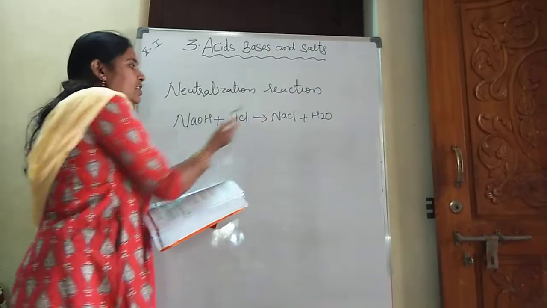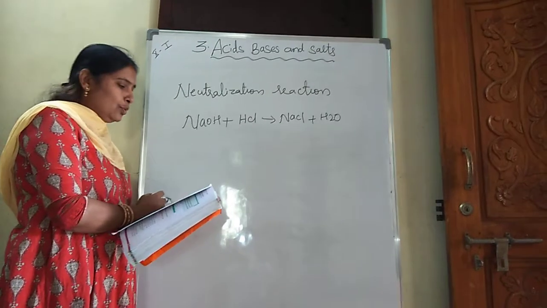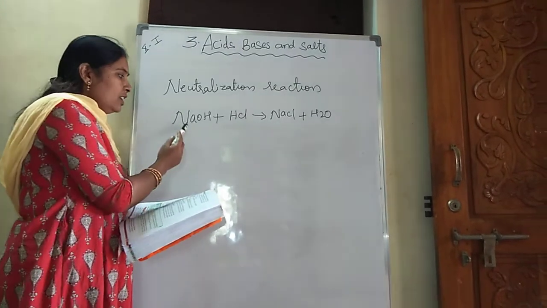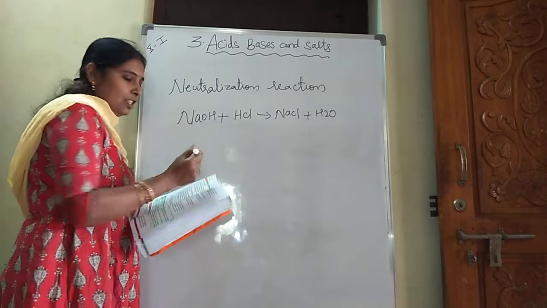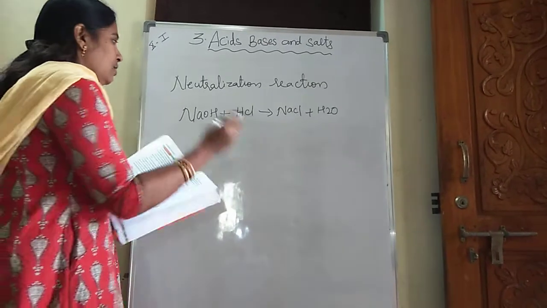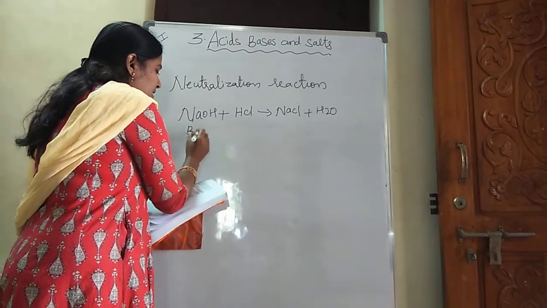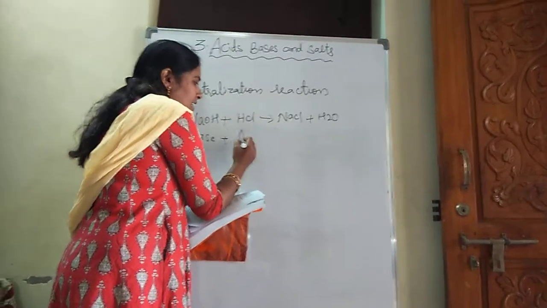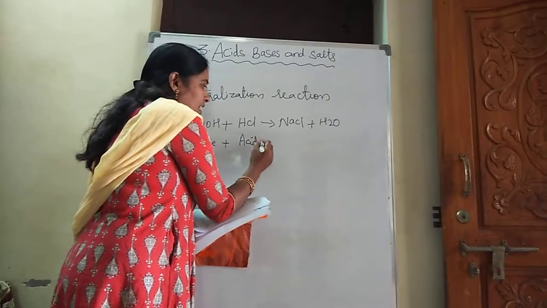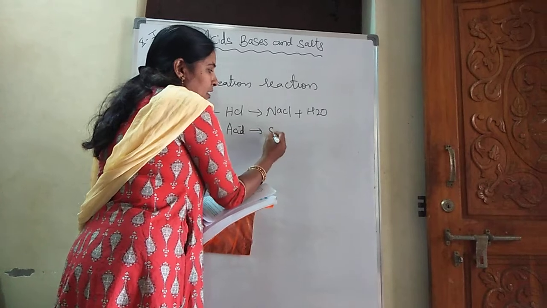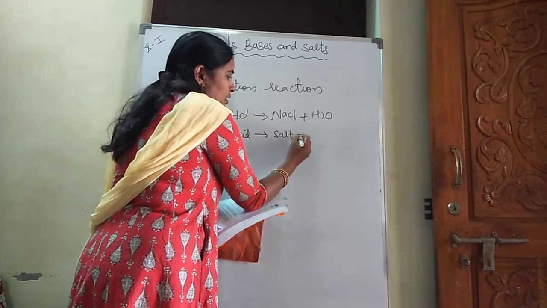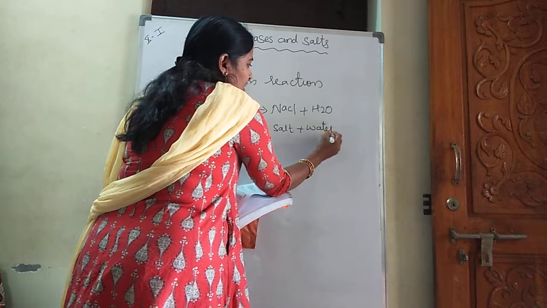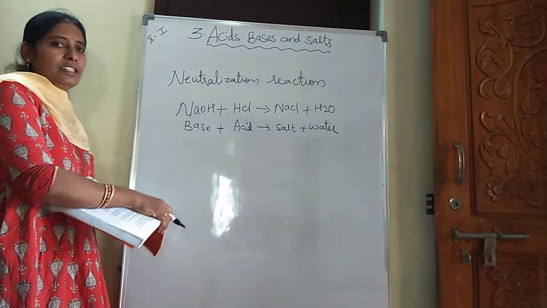Neutralization reaction. The next topic is neutralization reaction. What is a neutralization reaction? Here you can see NaOH is a base. The base is reacting with HCl. What is HCl? HCl is an acid. A base reacts with an acid and forms salt. What is H2O? It is water. So this is easy to remember, this is neutralization.